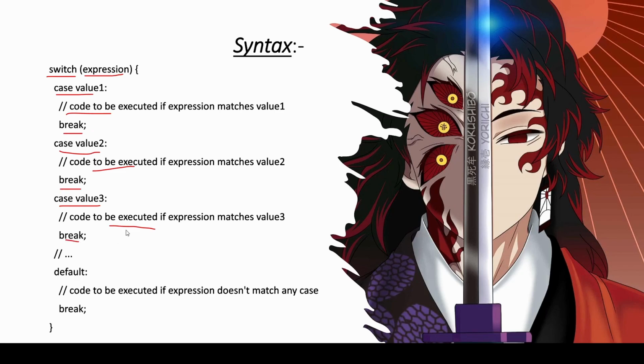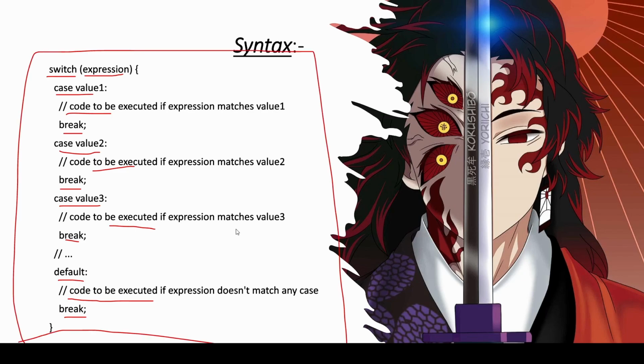And if none of the cases get executed, then there would be a default value. So if none of the cases get executed, then this default will run, and here we have to write break again, and this break is for the default one. So this is the basic syntax of switch case statement.